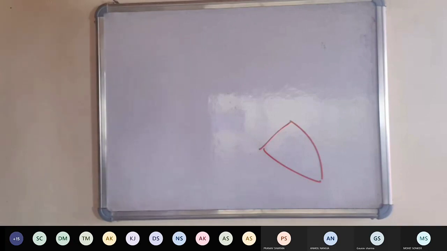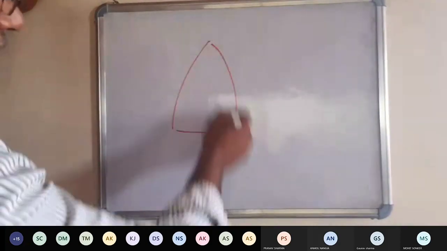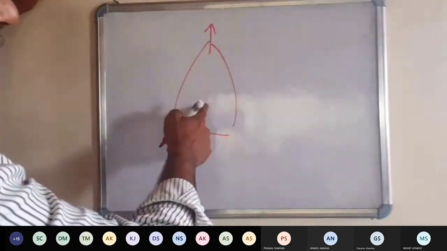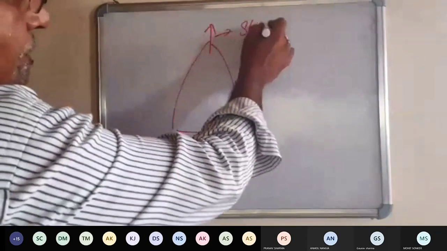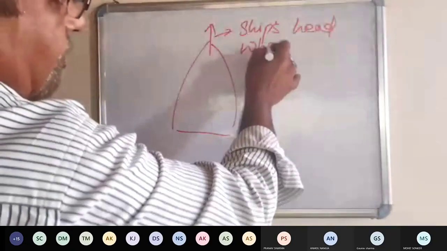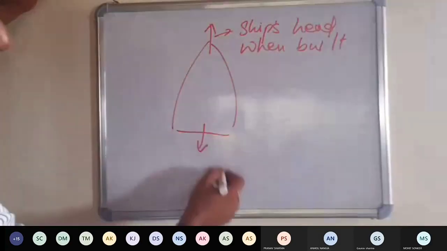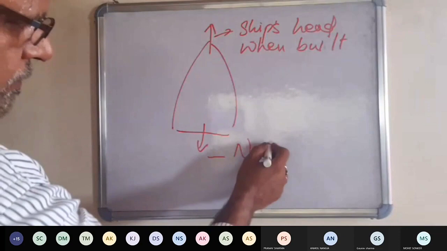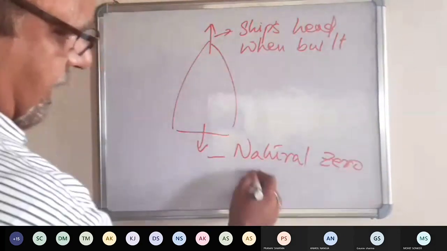Okay, so what we actually said, in short, whatever heading the ship is built on, when getting built, this heading is known as the ship's head when built, and the opposite course is called the natural zero direction.